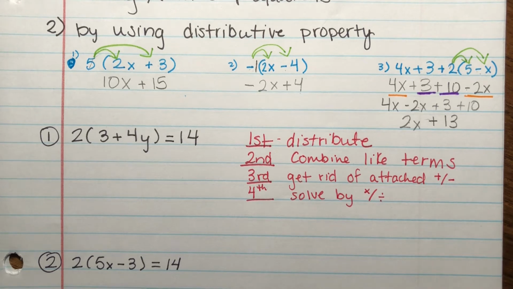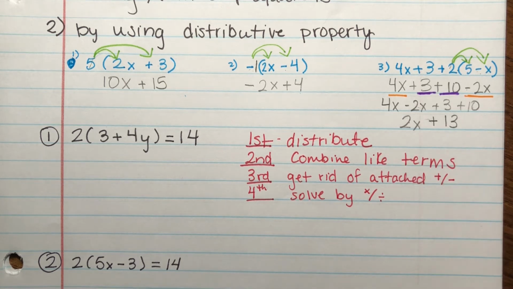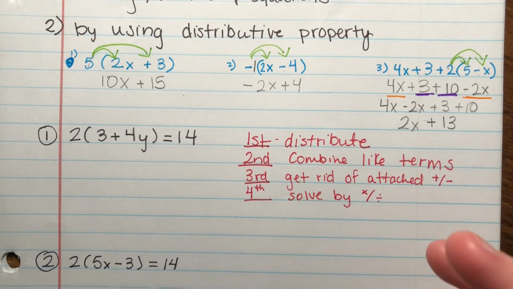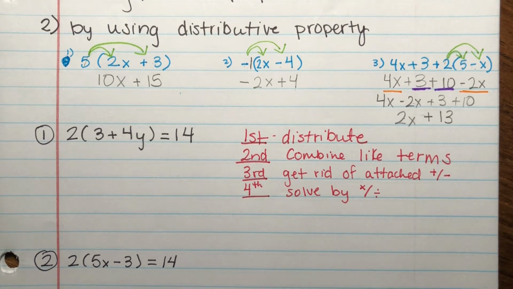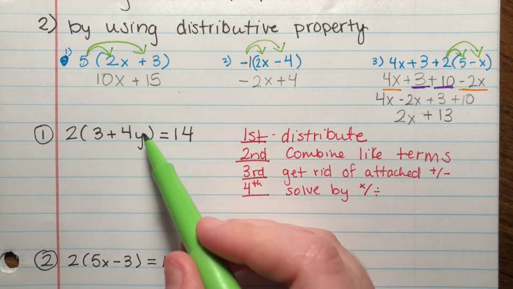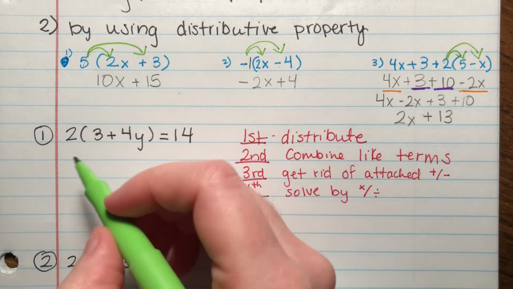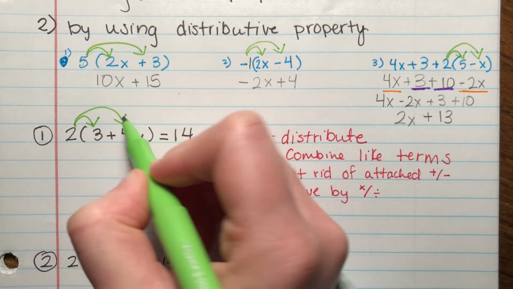All right, so last time we added a step. We added this combine like term step. Now we're going to add an extra step. So we're going to distribute first, combine like terms, and then get rid of the attached plus or minus, and then solve by multiplication or division. So let's go ahead and look at this first problem here. All right, first I have to distribute. I need to get this y by itself, right? But how can I get it out of these parentheses where I can move it around? The only way is to distribute. So I'm going to distribute this on the outside.